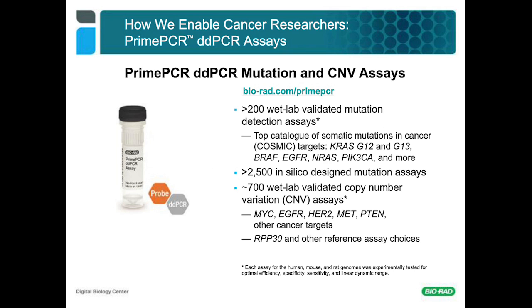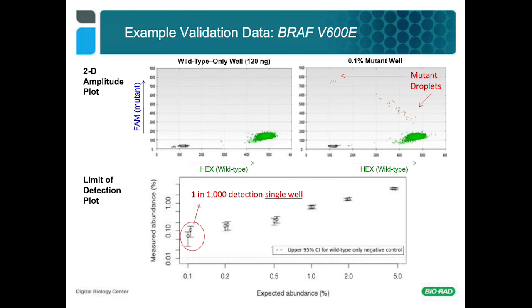for the ddPCR platform. We now have assays that target the top mutations or genes present in COSMIC, with thousands of expertly designed in silico assays for the less prevalent targets available today. This is an example of our validation data for one of our most popular mutation detection assays for BRAF V600E.